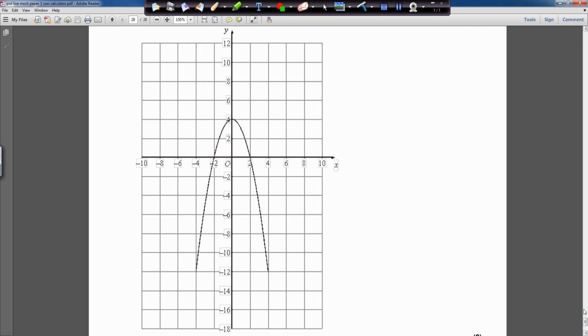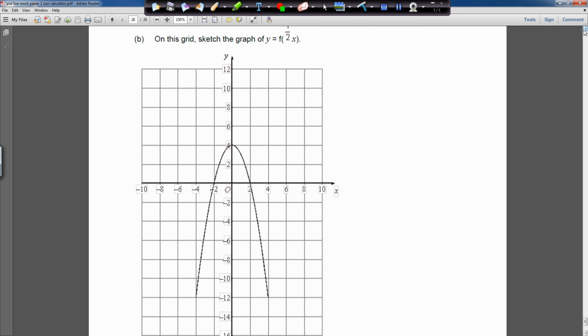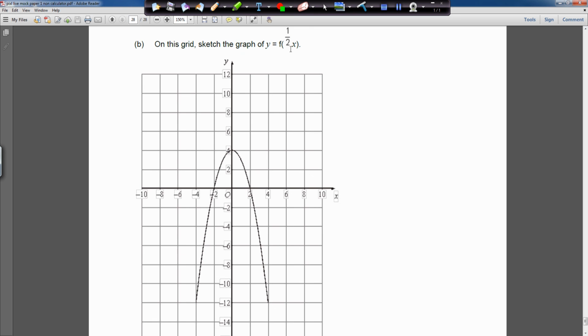Okay, for this next part of the graph, we have y equals f of half x. What that tends to do is stretch the graph out and make it wider. Okay, so now the 4 point, again I'm going to do with the 4. Now f of 0 is equal to 4.